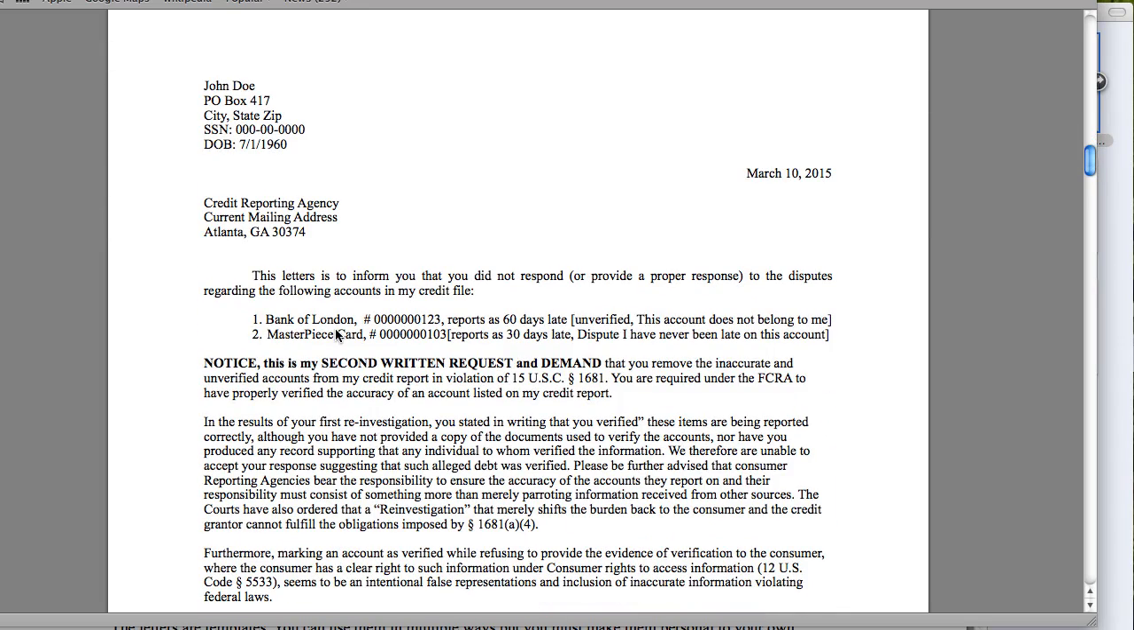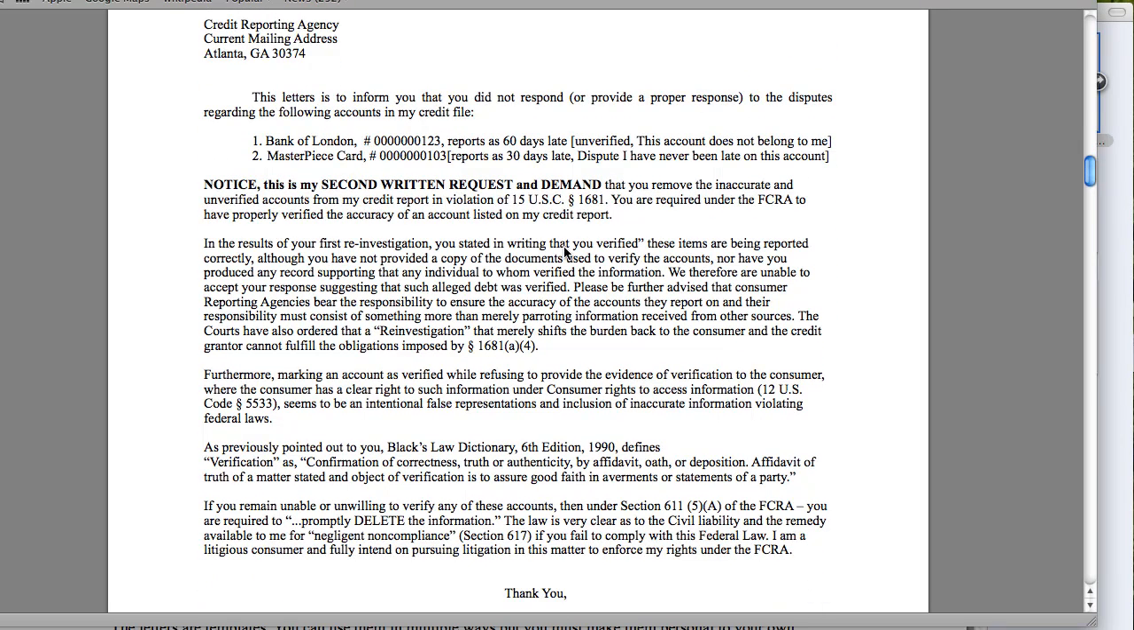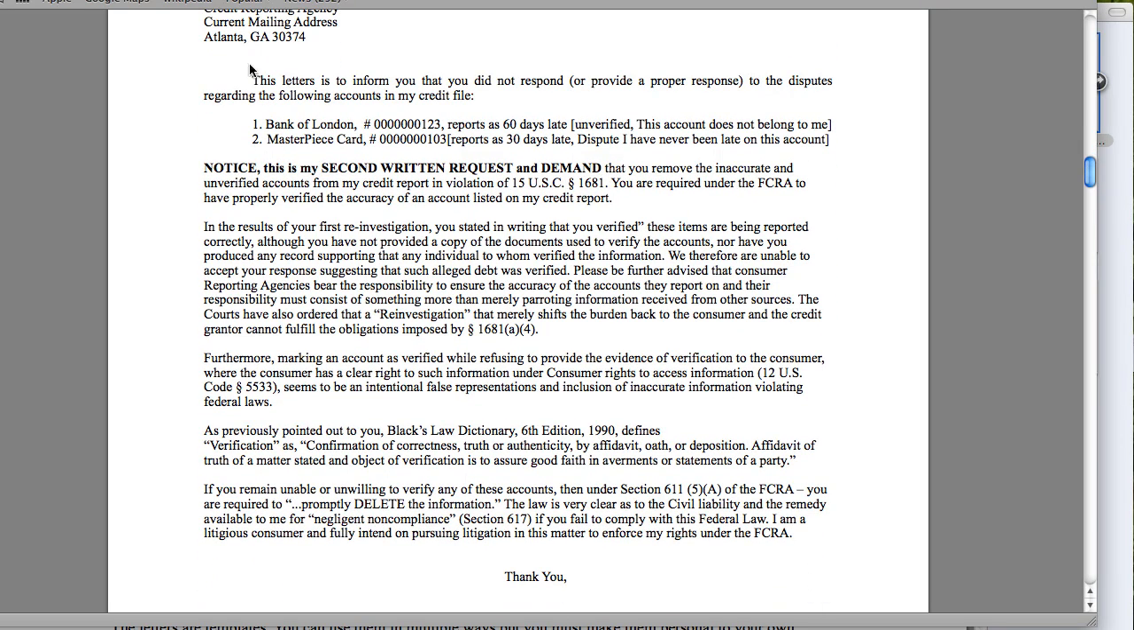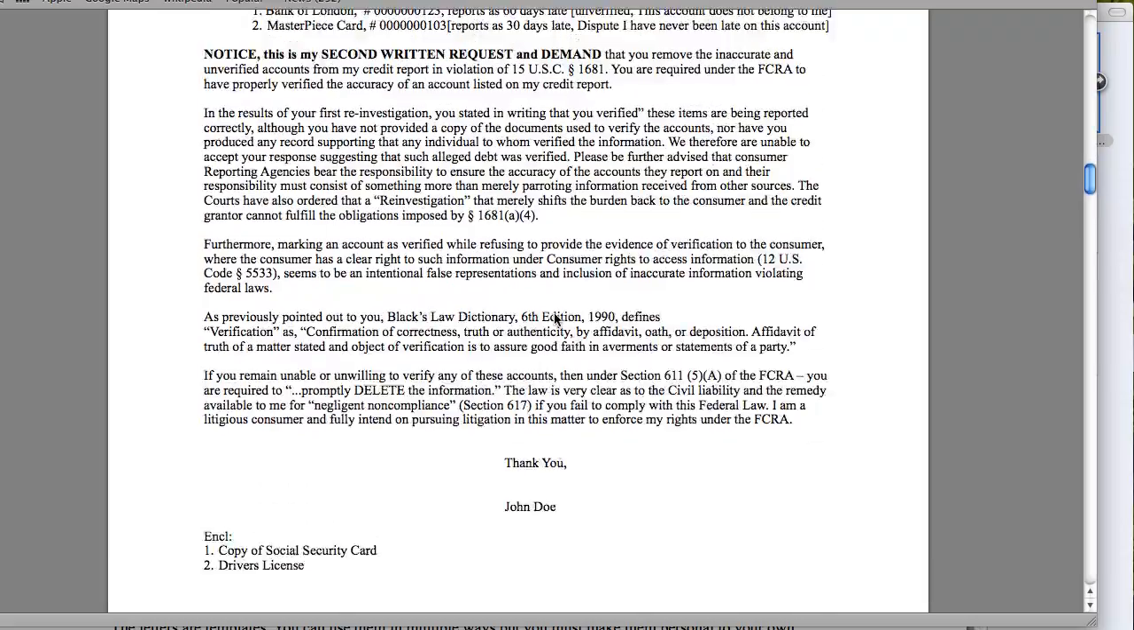So again, you don't have to do this because it's already done. That was a default letter. Here's a different type of default letter. You can read it. It's just another form of a default letter. Second notice that the inaccurate and unverified accounts on my credit report is a violation of 15 U.S.C. 1681. You are required under the Fair Credit Reporting Act to have properly verified the accuracy, blah, blah, blah. That's a longer one.